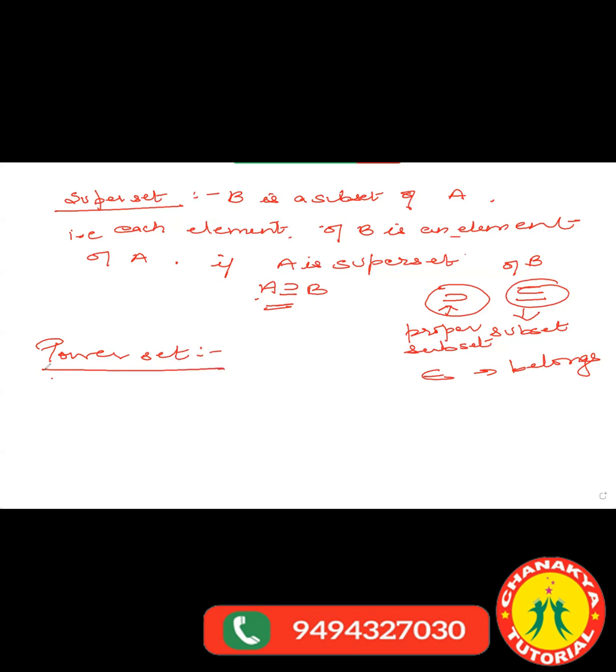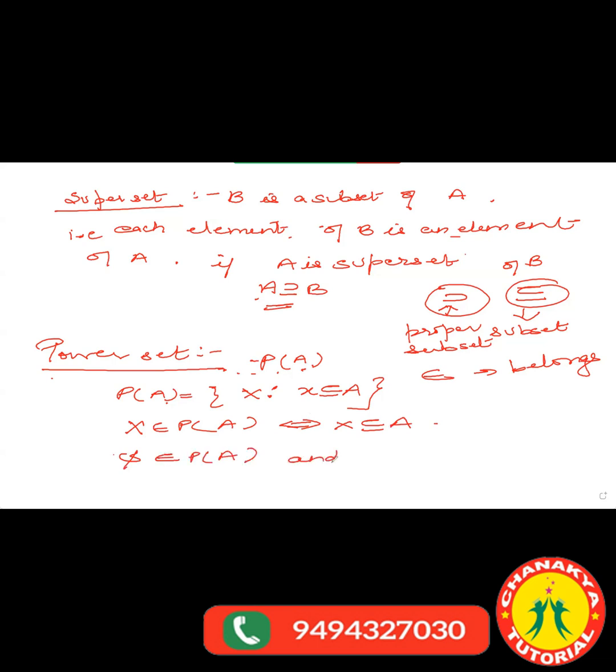Power set is the family of all subsets of a given set, and is denoted by this. Power set means power of set A. We write the power set as the set of X such that X is a subset of A. So the power set means the set or family of all the subsets of a given set A. Now I will explain this. If X belongs to the power set, then this holds if and only if X is a subset of A. And your empty set also belongs to the power set, and A belongs to the power set, for all sets A.